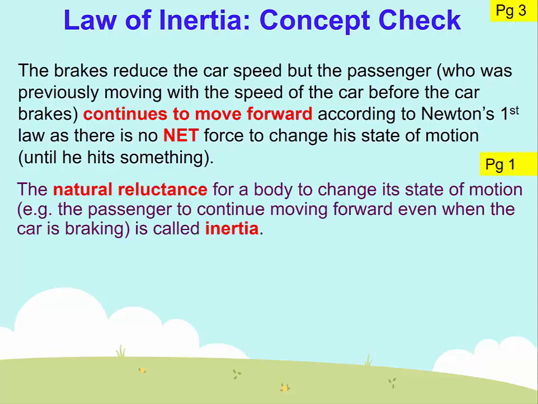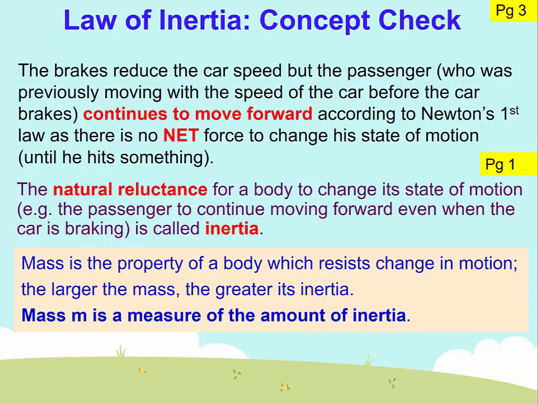This natural reluctance for a body to change its state of motion, that is, the passenger continuing to move forward even though the car is braking, is called inertia. And mass is the property of a body which resists change in motion. The larger the mass, the greater its inertia. In other words, we can measure the amount of inertia using mass. If the object has a larger mass, it is harder to change its state of motion.